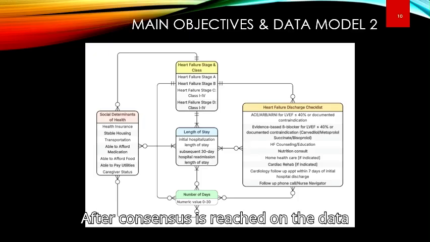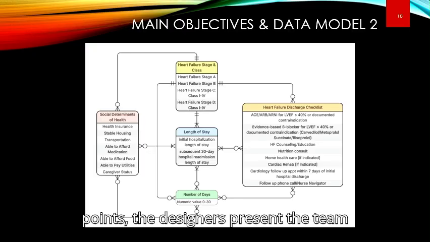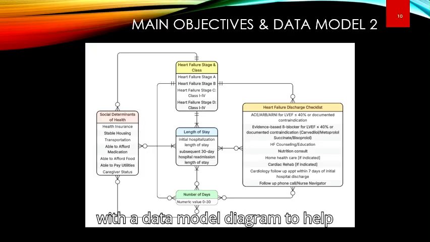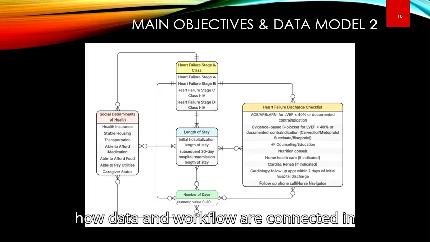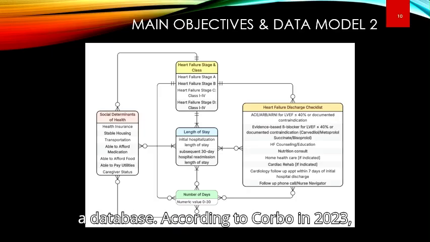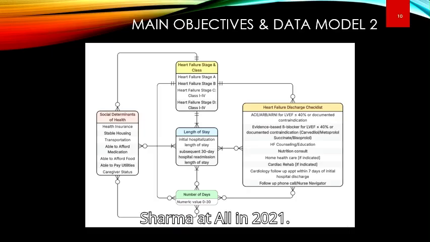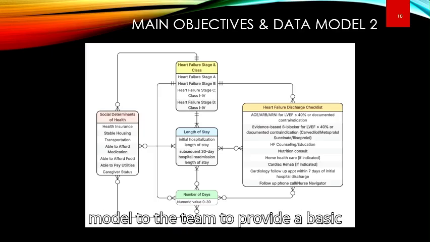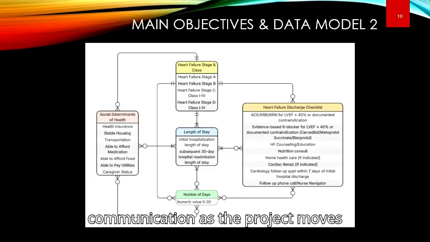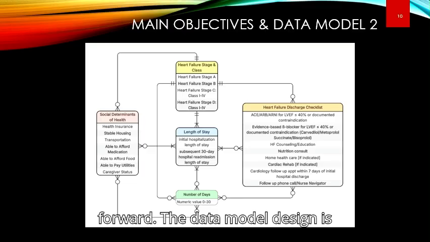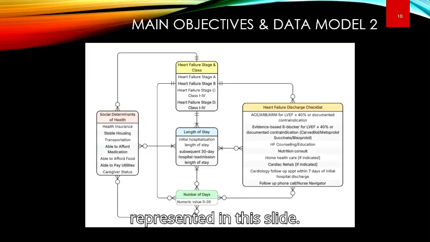After consensus is reached on the data points, the designers present the team with a data model diagram to help them better visualize the database. A data model is a diagram that shows how data and workflow are connected in a database, according to Corbo in 2023, Sharma et al. in 2021. The database designers presented the data model to the team to provide a basic understanding of how the database would be configured and to enhance communication as the project moves forward. The data model design is represented in this slide.